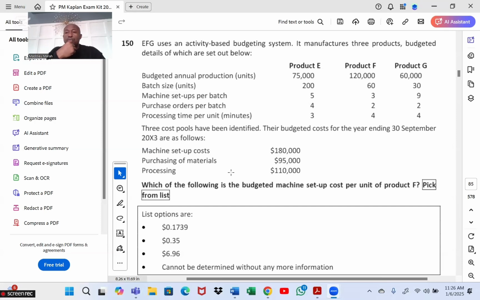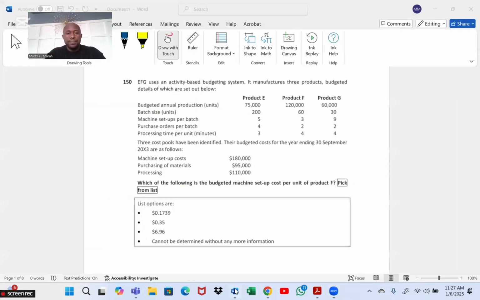It manufactures three products, budgeted details of which are set out below. So this is the question we have, and we are asked to calculate the cost. Which of the following is the budgeted machine setup cost per unit? This is a past question, and this kind of question will take your time in an exam. So please note. So let's go to the Word document and solve it.